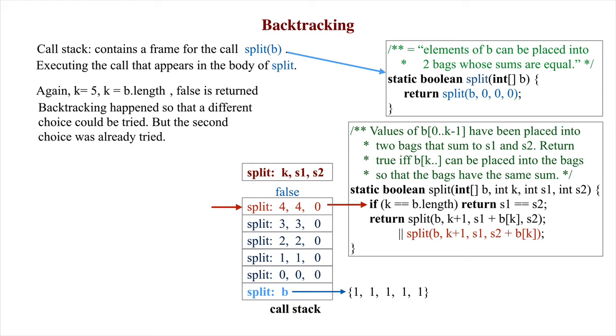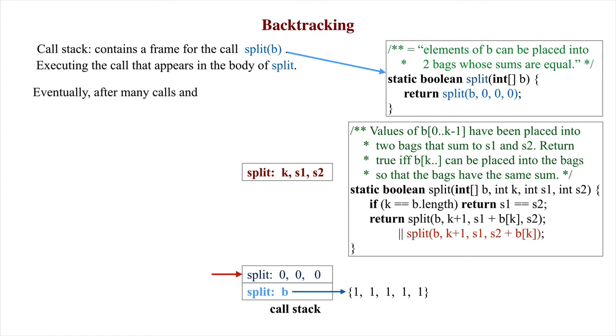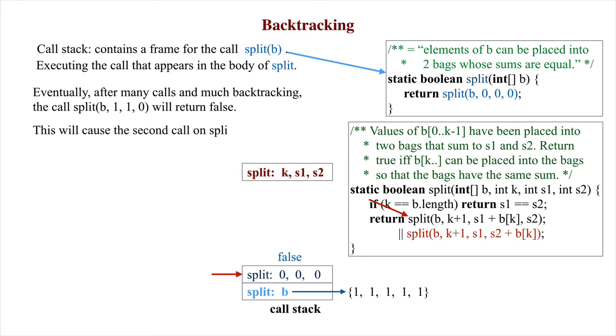But this time, it is the second call on split that returned false. So the frame for the call is popped, and the value of s1 equals s2 is returned. Again, it is false. More backtracking. Eventually, the call split b110 will return false. This will cause the second call on split to be executed, with the first 1 being put in the second bag.